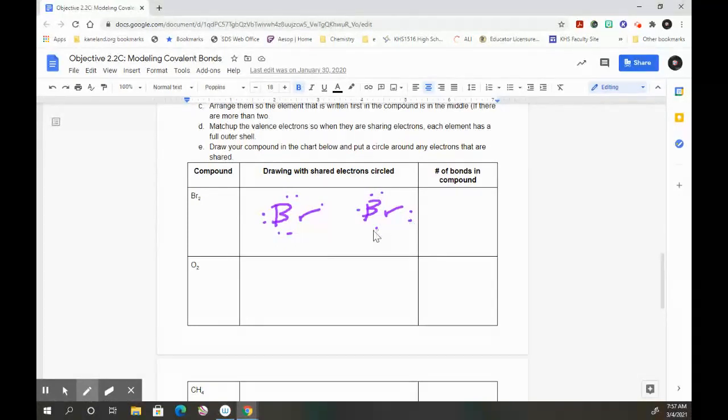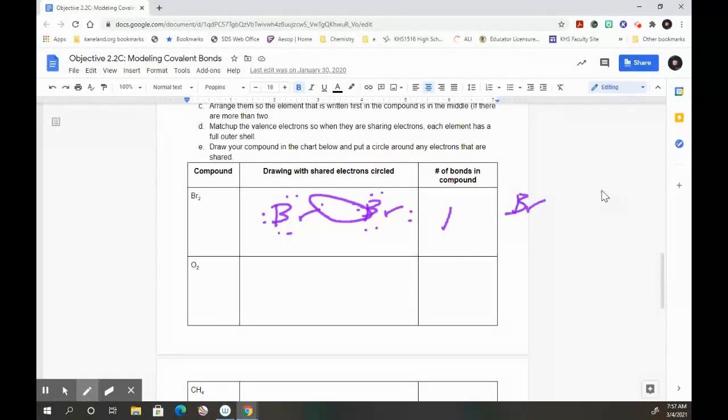Okay, so the way that I have drawn these dot diagrams, the outside 3 sides of the bromines have their paired up electrons, and the inside right here, there's 1 on each bromine that is left alone. So you would circle those like that to show that those are bonded, and that shows you the number of bonds is the number of circles that you have. So there is just 1 bond.